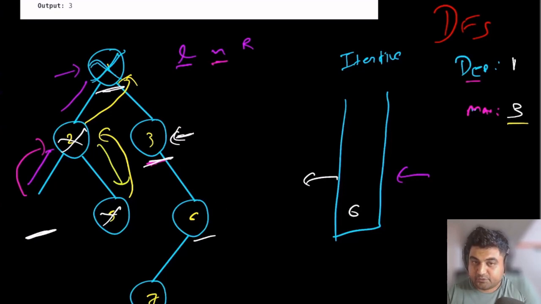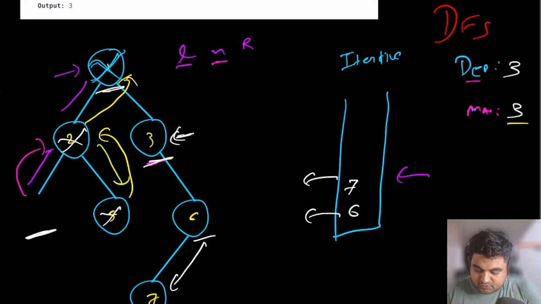Now we are going to push node number 6 in. So again the depth is going to increase, and the depth is now going to be 3. And from this, we are going to have one more value, 7, inside our tree. So we are going to have depth as 4. Since the depth is at its maximum right now, we are going to increase the max depth as well.